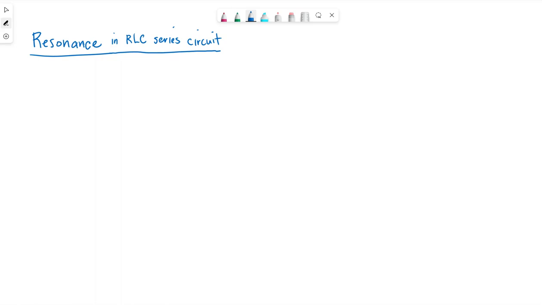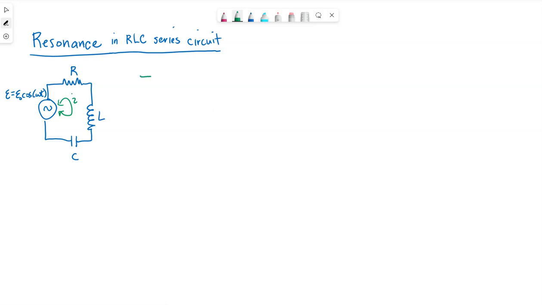So one more concept related to our series RLC circuit. We have an alternating source, a resistor, an inductor, and a capacitor connected in series. We know the source voltage is alternating with time, which in turn causes the current flowing in the circuit to also alternate with time.